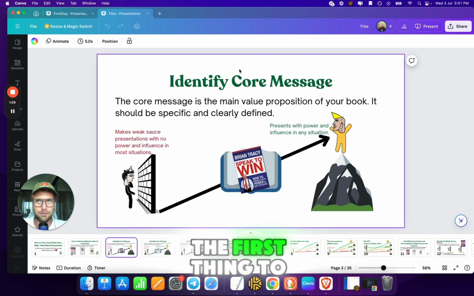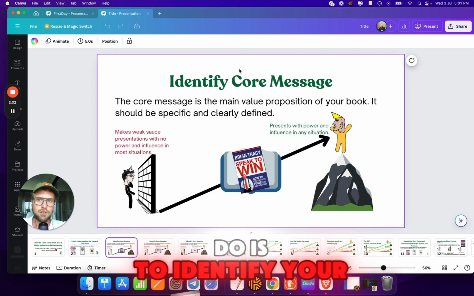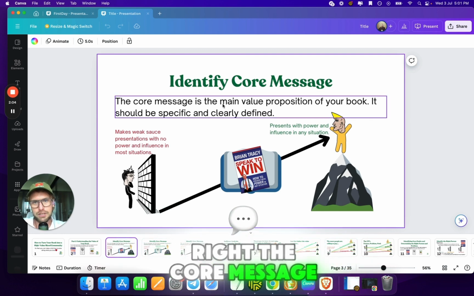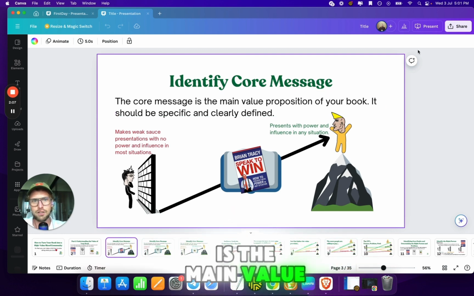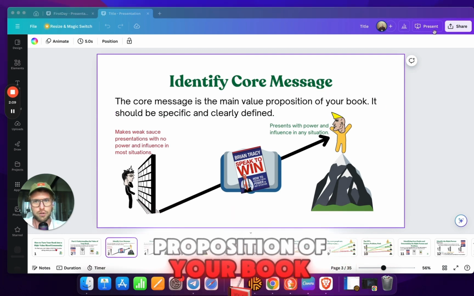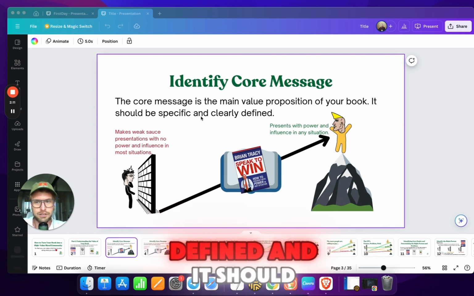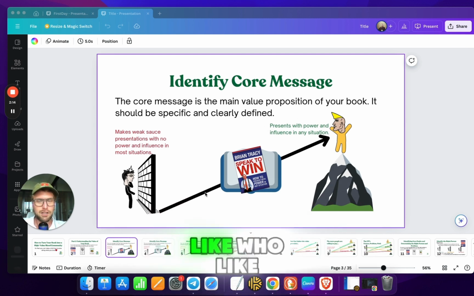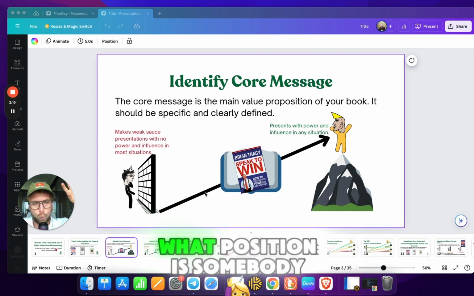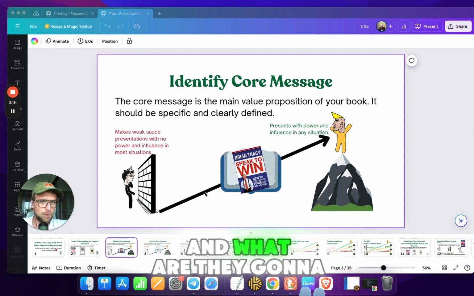But the first thing to do is to identify your core message, right? The core message is the main value proposition of your book. It should be specific, it should be clearly defined, and it should be clear what position is somebody in before and what are they going to get after.